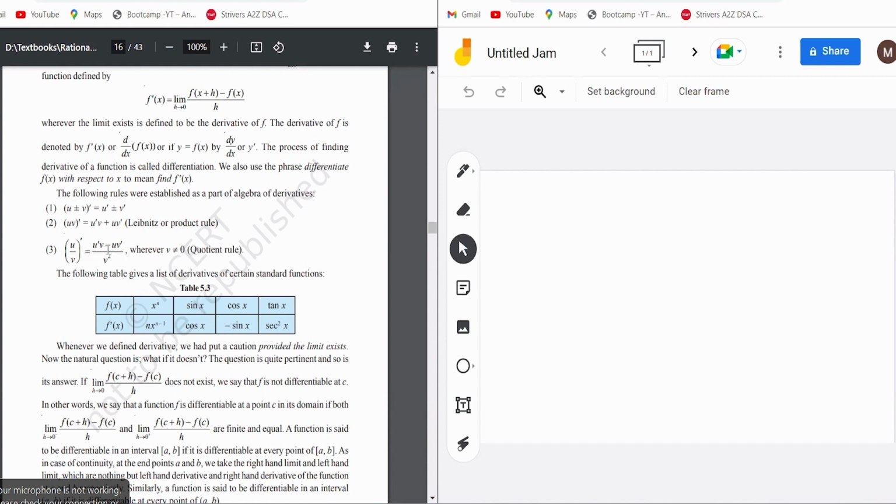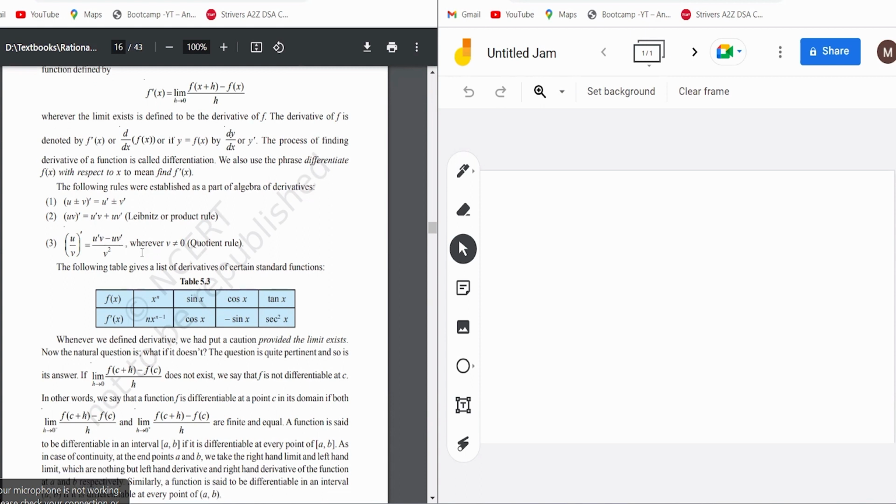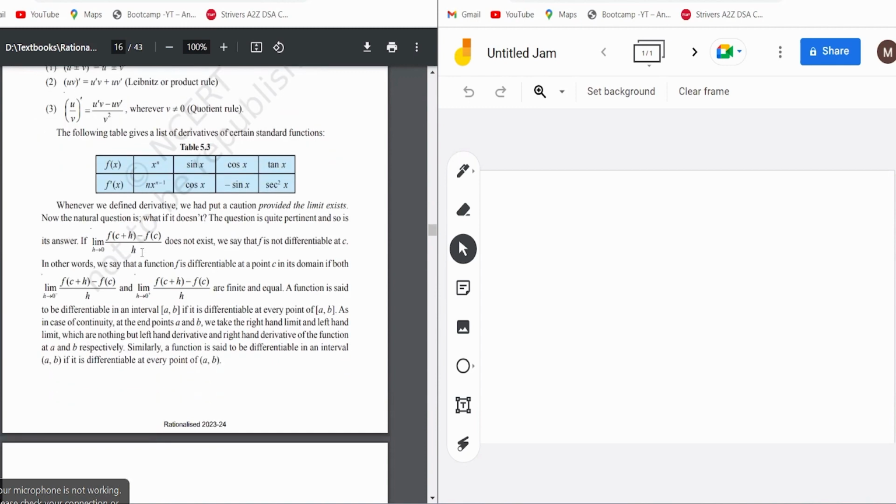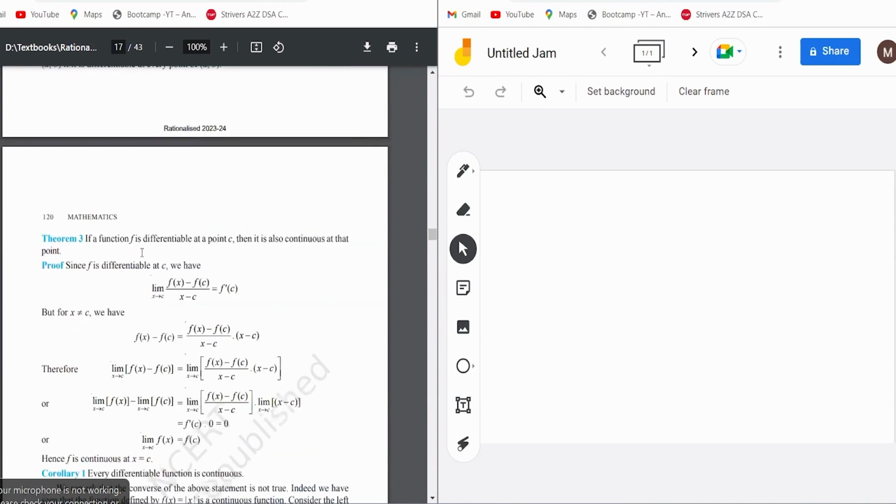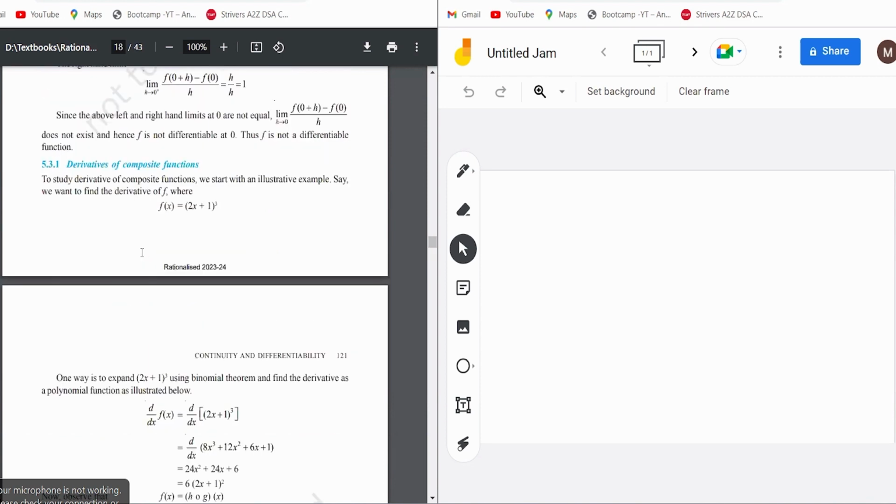The denominator squared, and in the numerator what will come? Differentiation of the numerator into the denominator minus differentiation of the denominator into the numerator. So these are the differentiation rules we must have read earlier also. So this is not a big deal. Now it's only questions and more questions.